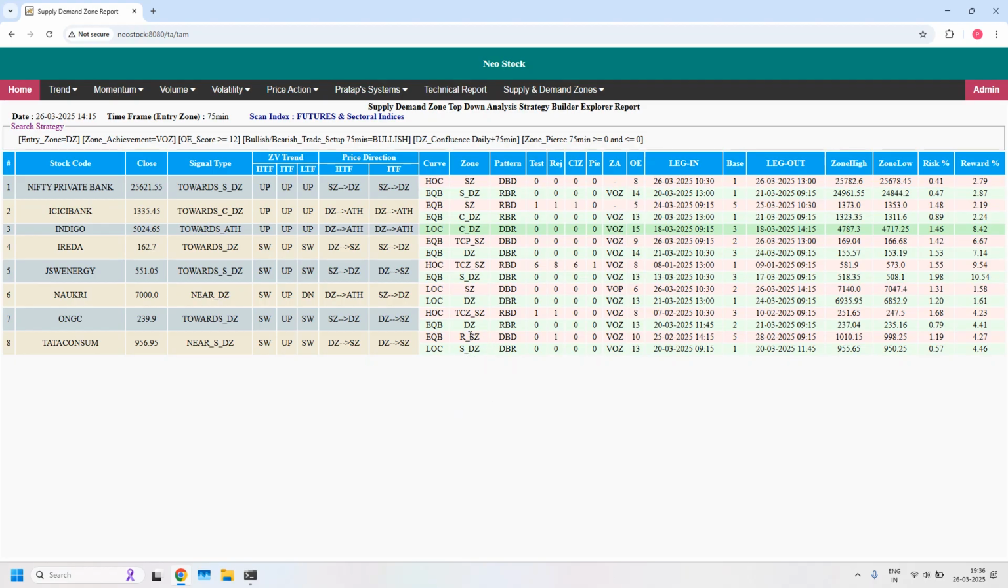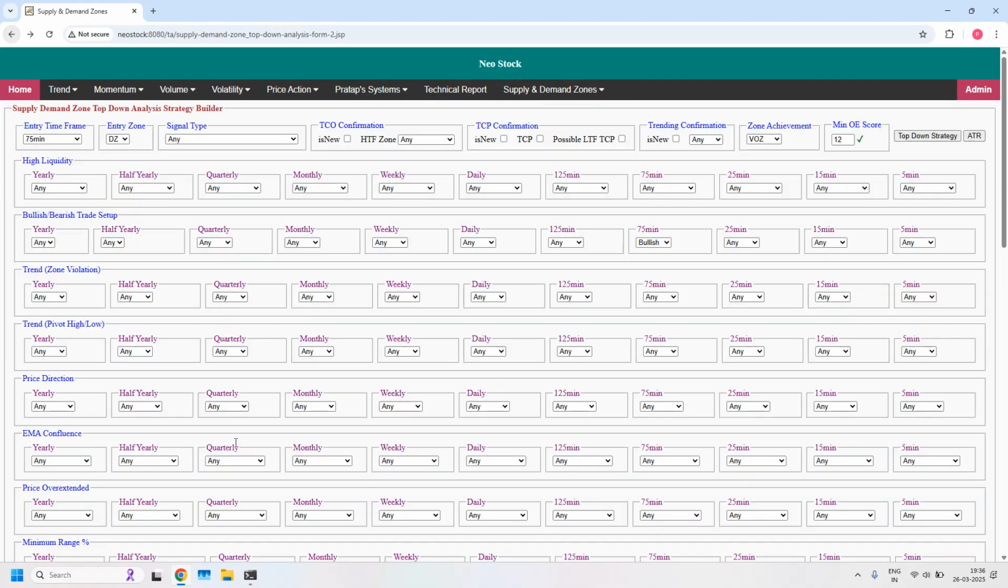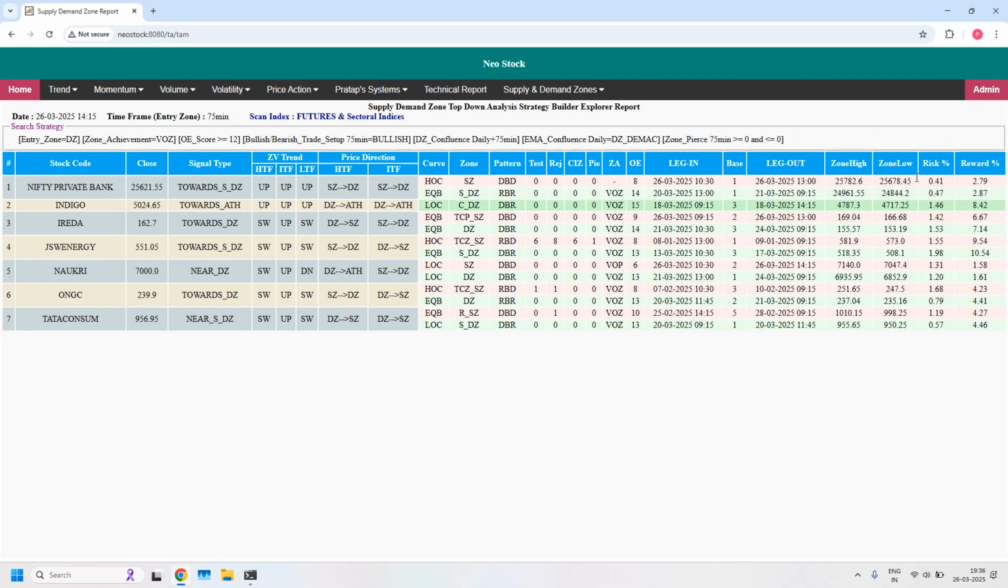Okay, 75 overlapped with daily. So now let us check how many daily demand zones have daily EMA confluence. Checking daily demand zone with daily EMA confluence. We got 7 stocks. So these 75 minute demand zones have a higher probability of success. This is based on LTF and ITF zone confluence and EMA confluence.